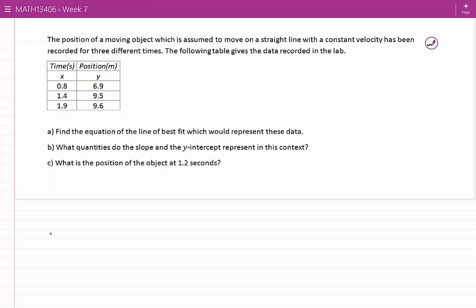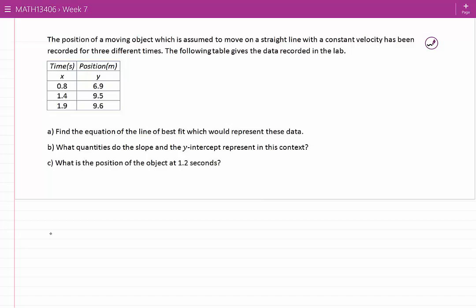The position of a moving object, which is assumed to move on a straight line with a constant velocity, has been recorded for 3 different times. The following table gives the data recorded in the lab. Find the equation of the line of best fit which would represent this data.